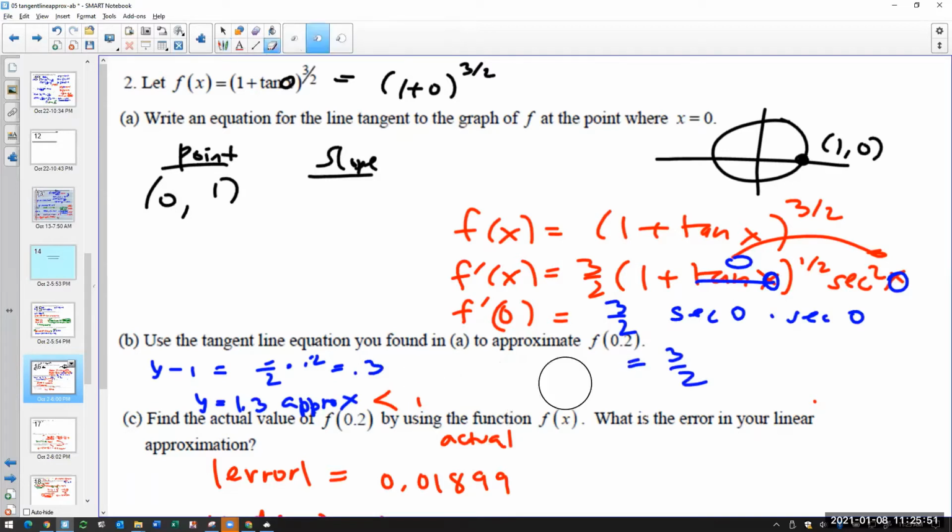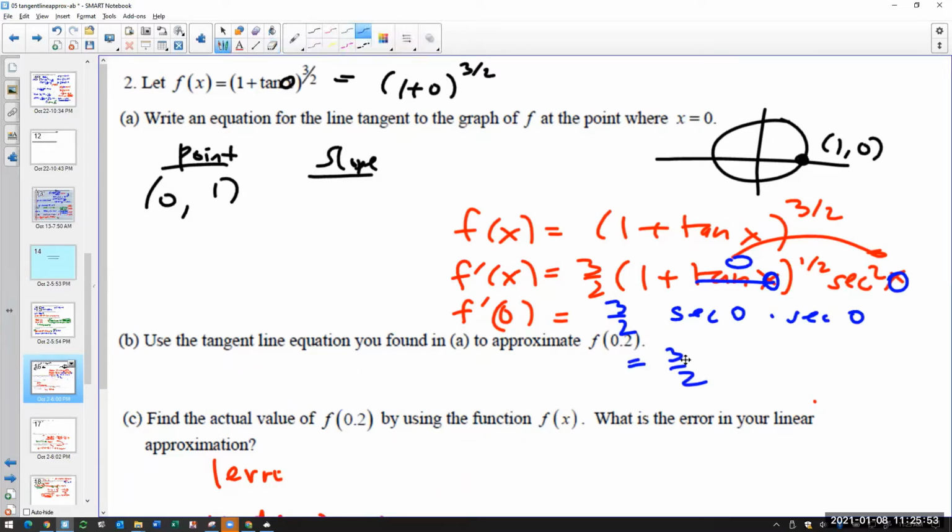So this is going to be 3/2 times 1 over cosine 0 times 1 over cosine 0. All right, when the angle is 0, what's my cosine value, guys? 1. So cosine 0, be careful, is 1. It is not 0. Sine 0 is 0, but cosine 0 is 1. And it turns out secant 0 is actually 1 over 1, which is 1. All right, so the answer is 3/2 for the slope, okay?